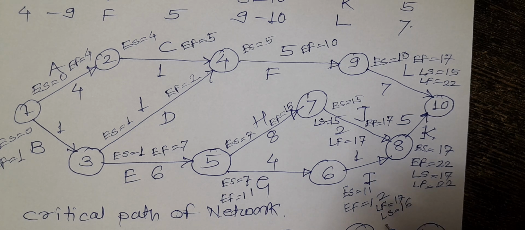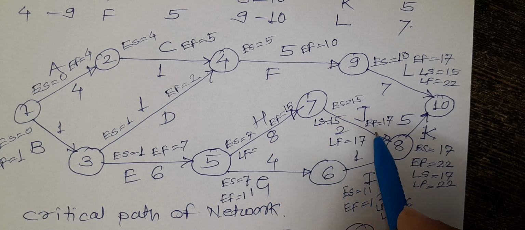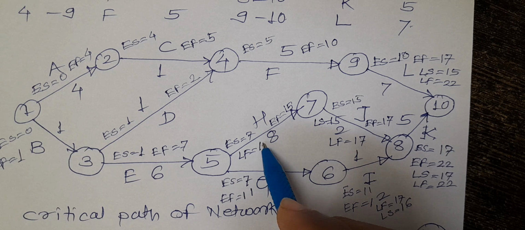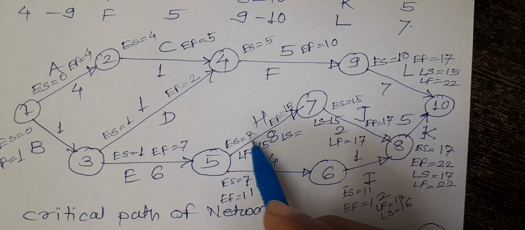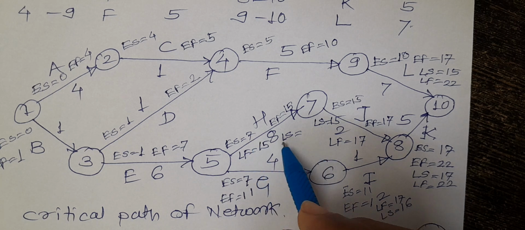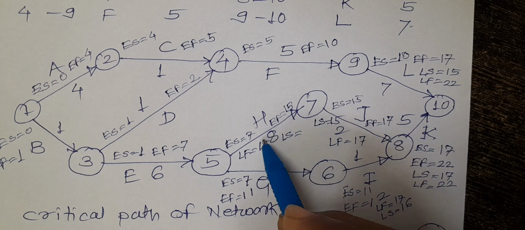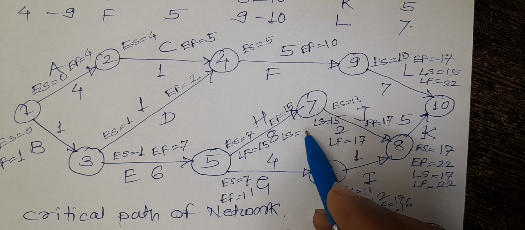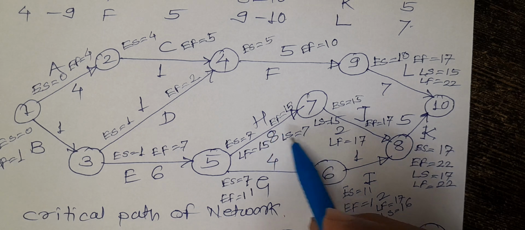Now come to the activity H. So this is H activity. What is the latest finish for this activity? The latest finish for this activity is the latest start, so 15 is the latest finish for this activity. So what is the latest start for this activity? 15 minus 8, the time required for this activity is 8. So 15 minus 8, it is 7. So the latest start for this activity H is 7.